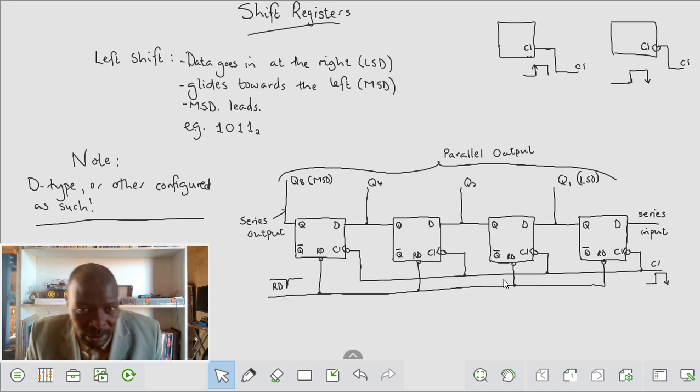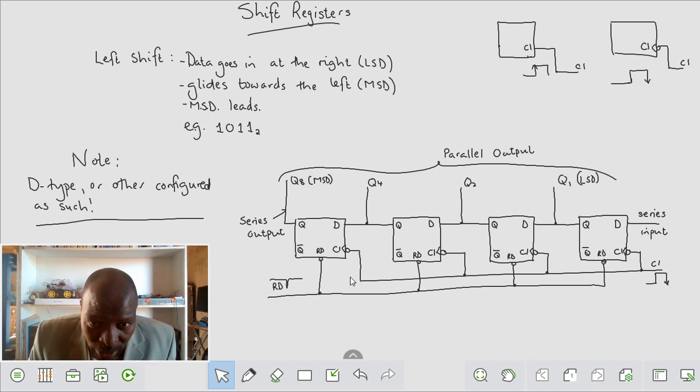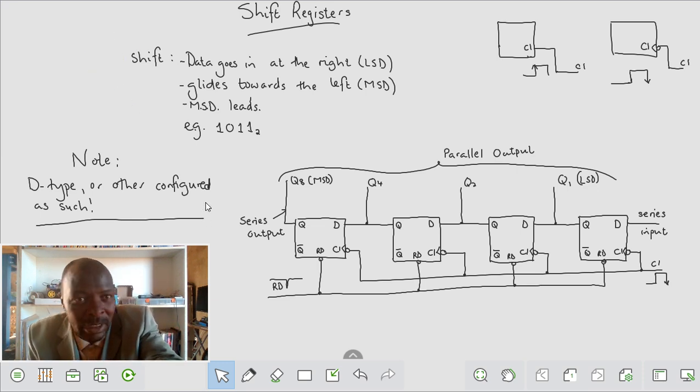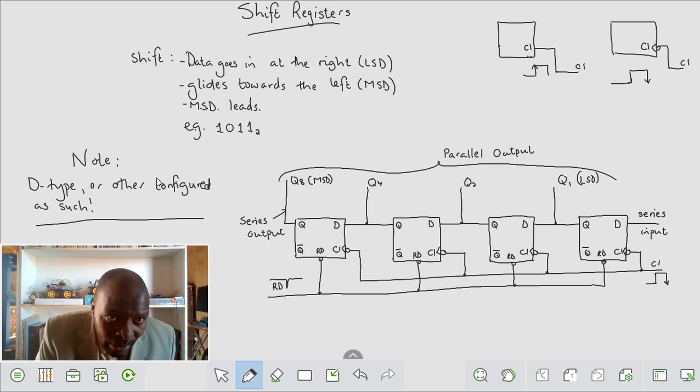So what I'll do is I'll say, okay, if we are going to change direction now and go to the right, this will no longer be a left shift, it will be a right shift. So the opposite becomes true, right? The opposite becomes true, right shift.